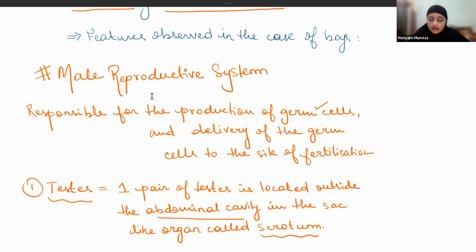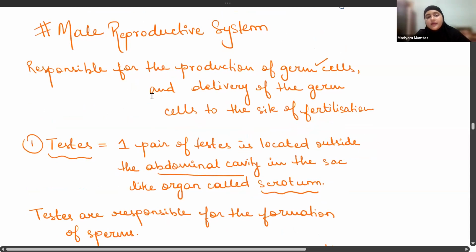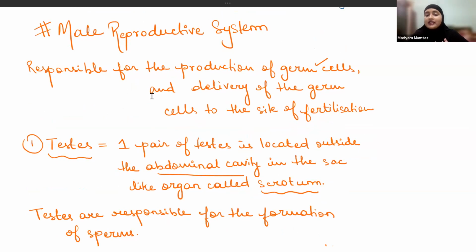Now, let us talk about the male reproductive system. The male reproductive system, first of all, is responsible for the production of the germ cells, that are the male gametes. And apart from making the germ cells, it also has to deliver the germ cells to the place where fertilization can take place.